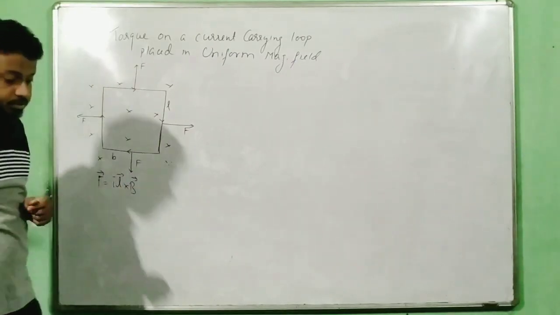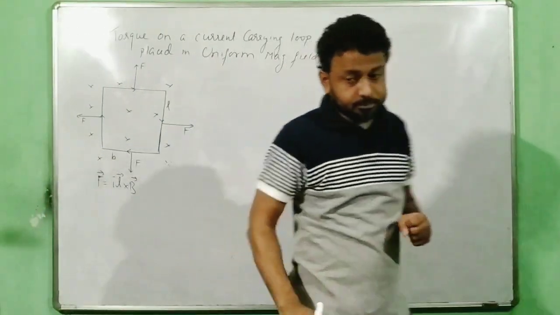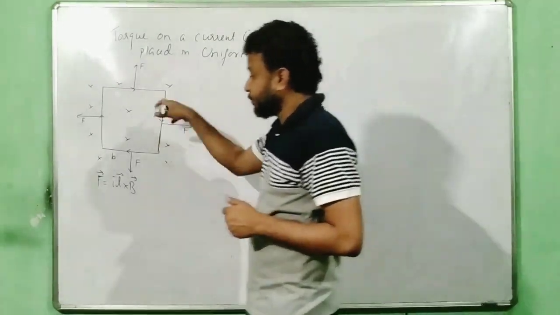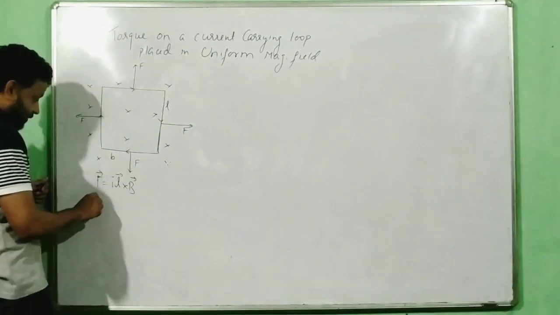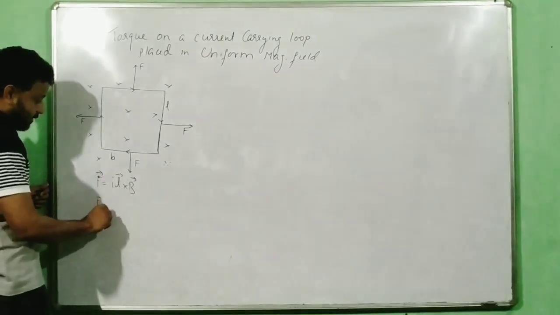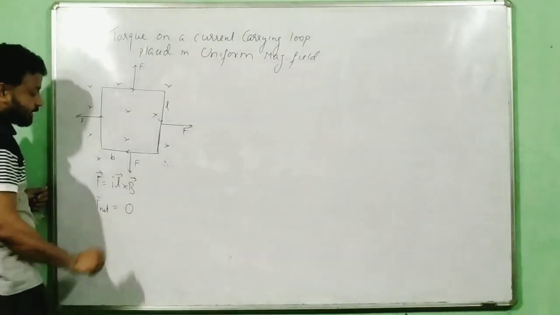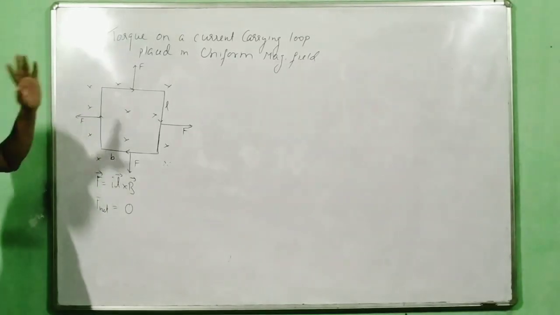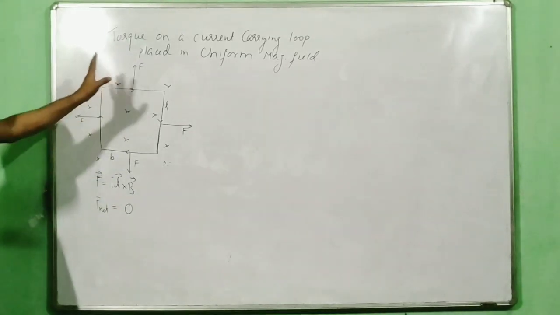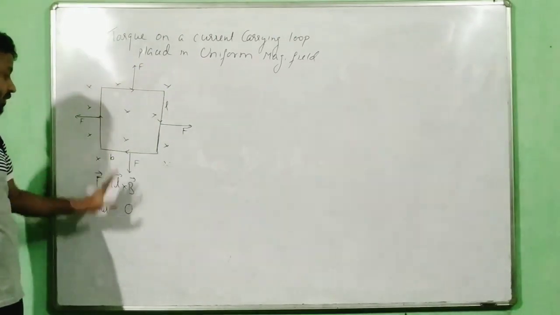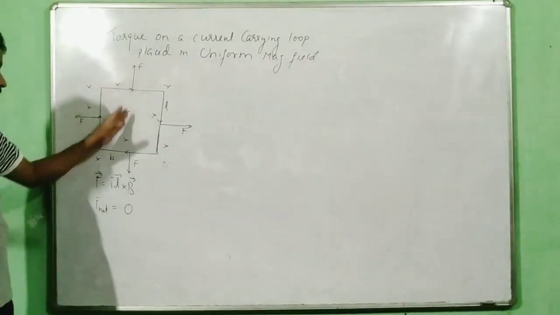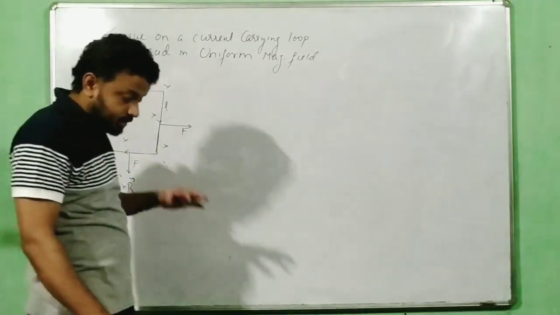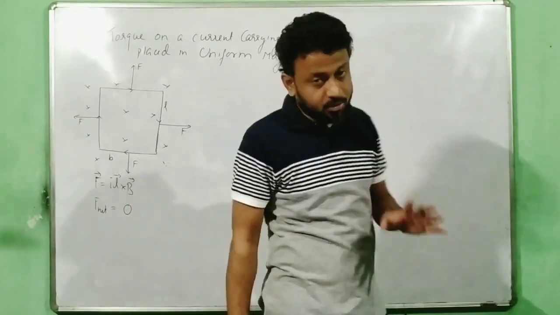So what you see here? You can see in this case that the net force over here in this loop is 0. Always, for any shaped loop, if it is in a uniform magnetic field, the net force will always add up to 0. This cancels, this cancels. But are we saying that torque is also 0? Let us see now. Net force is obviously 0.